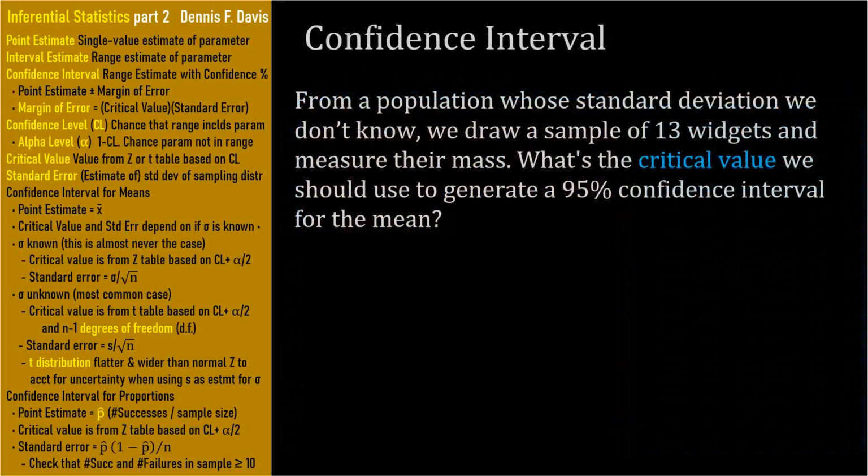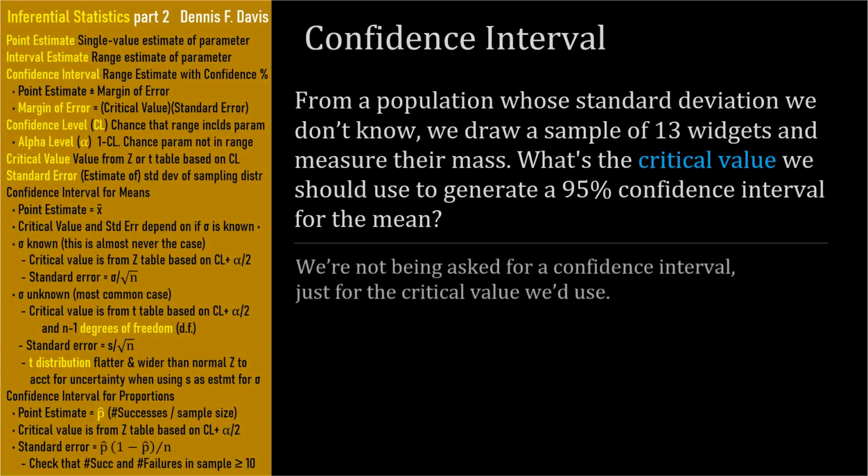Let's build our confidence with a problem. From a population whose standard deviation we don't know, we draw a sample of 13 widgets and measure a continuous random variable such as their mass. What's the critical value we should use to generate a 95% confidence interval for the mean? Okay, first, we're not being asked to construct a confidence interval. Not yet. We're just being asked what blue critical value we'd use.